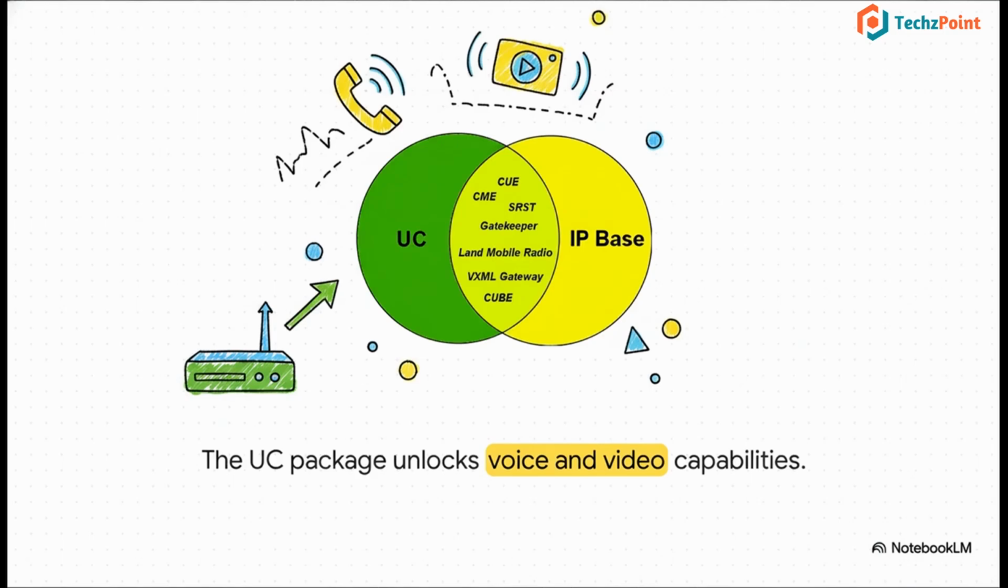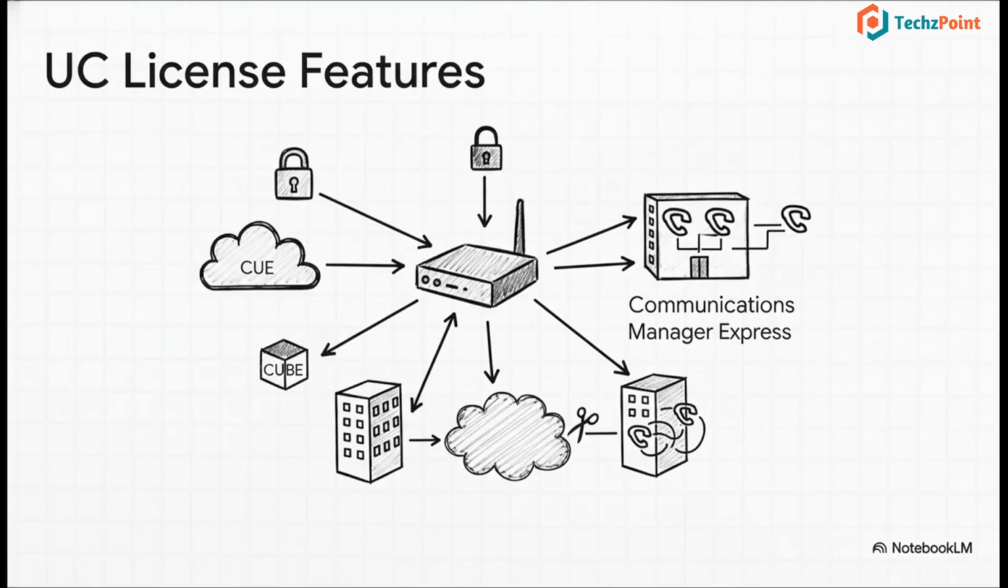And our third main key is the Unified Communications Package, or UC. This is the one that transforms a router from just a data pusher into a full-blown collaboration hub, something that can handle all your voice and video calls. Yeah, this license basically turns your router into an entire office phone system.